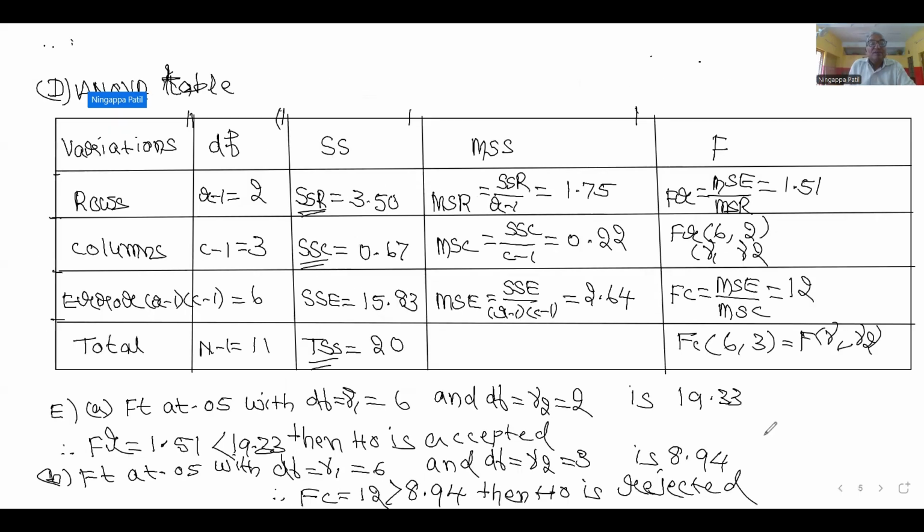Anova table. Look here, Anova table. See here, SSR 3.5, SSC 0.67, and SSC 15.83, TSS 20. Then MSR, SSR divided by R minus 1 means 3.5 divided by 2, 1.75 you are getting. Then MSC, SSC divided by C minus 1, 0.67 divided by 3, 0.22 you are getting. And now MSC, SSC divided by R minus 1, C minus 1. Look here, 15.83 divided by 6, 2.64.